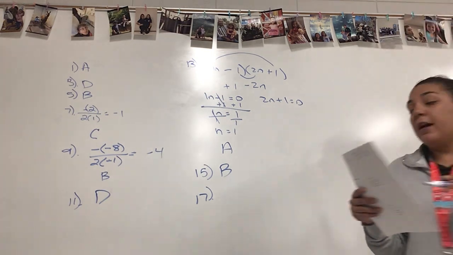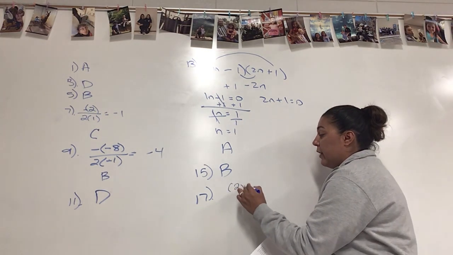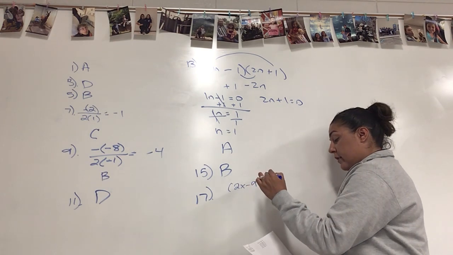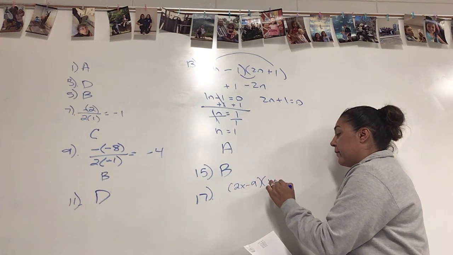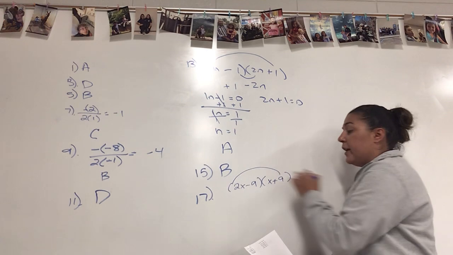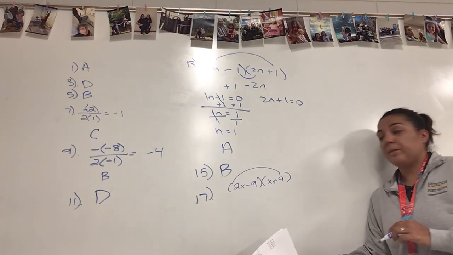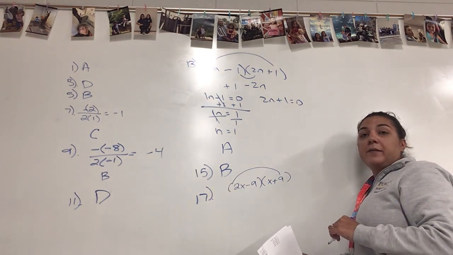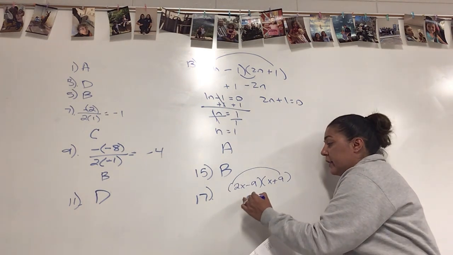Okay, try the rest. So look at this. 2x minus 9, and I got x plus 8. Okay, well what happens when you multiply the outers? What are you going to get? 2 times 9, 18x.